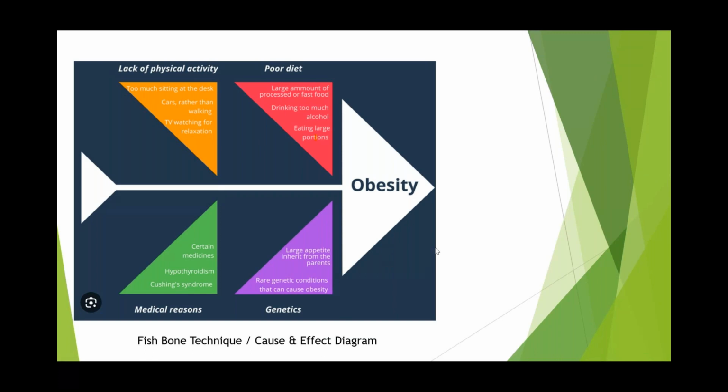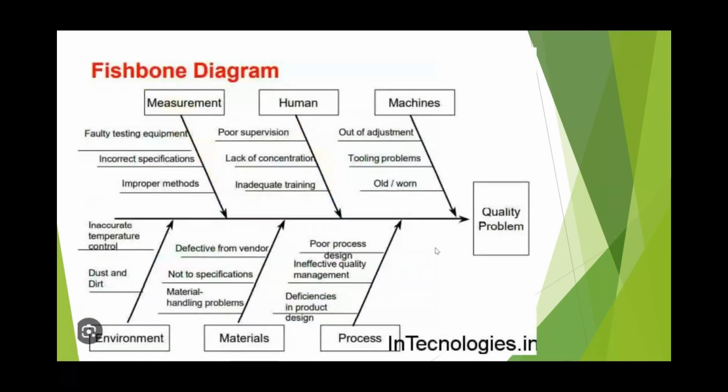Now if we go to the other example, there is a quality problem. Let's say a person is running a garment factory, and they are facing a quality problem reported by the customer. In the fishbone diagram technique, how will they identify it? The problem statement is the quality problem. The causes might be the measurement, because with inaccurate measurement as well, people can say it is a quality problem.